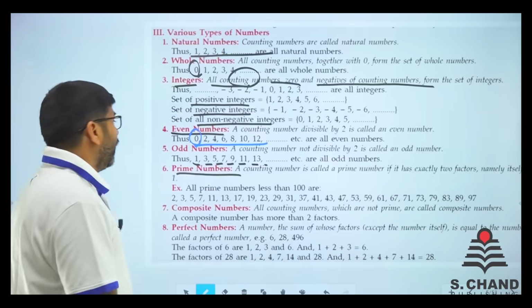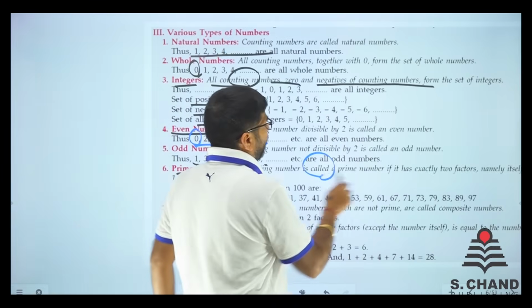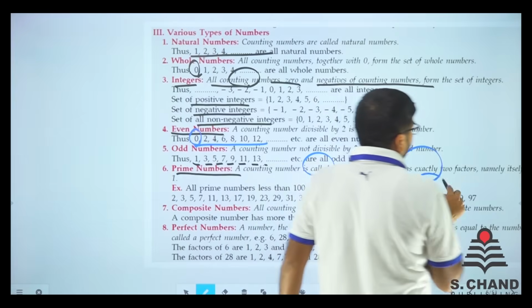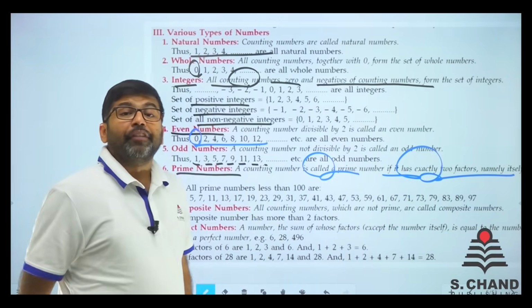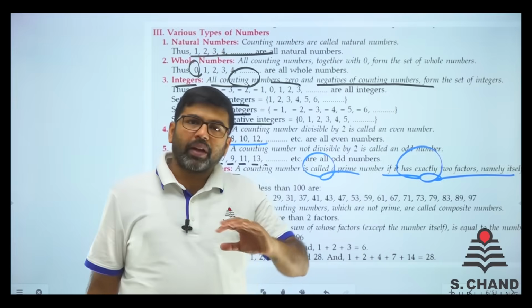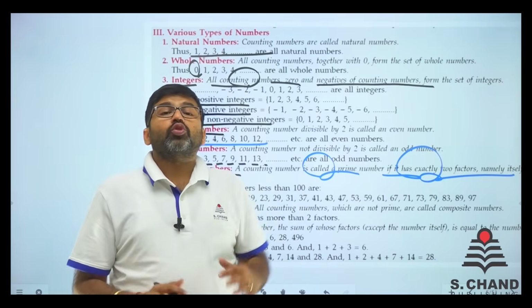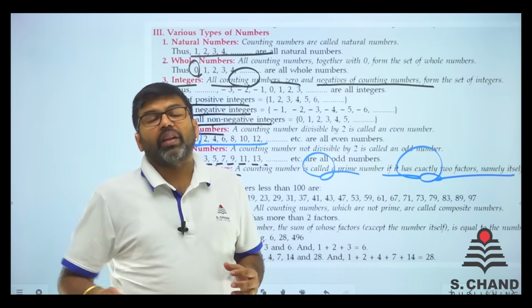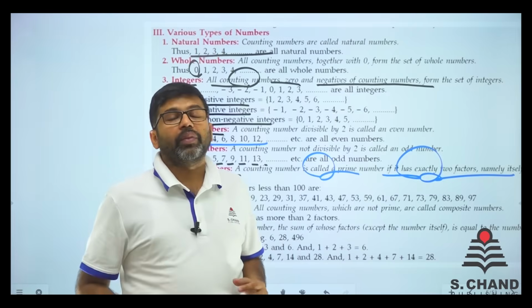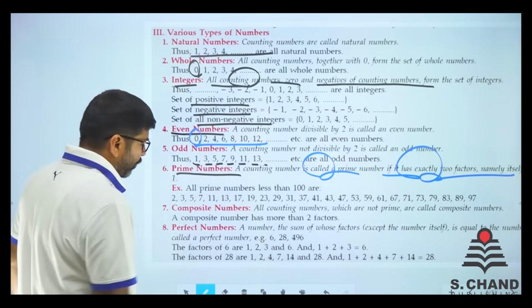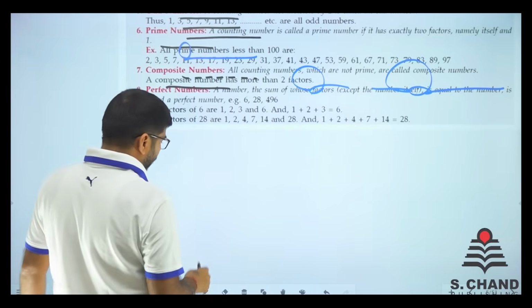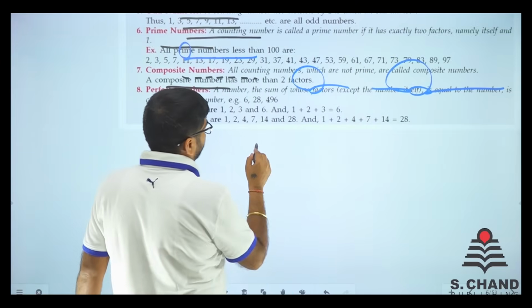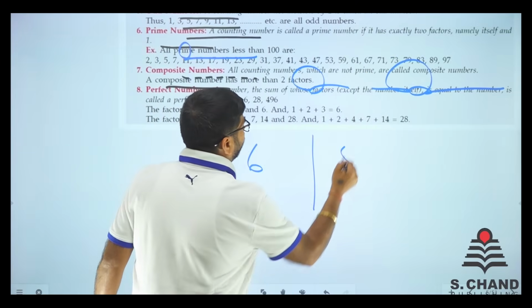See, prime number, a counting number is called a prime number if it has exactly two factors, namely itself and 1. Now what is a factor? A factor is basically a number divided by a number. So when you divide a number with something, that is known as its factor, right? So say for example, when we talk about 6, when we talk about 5.